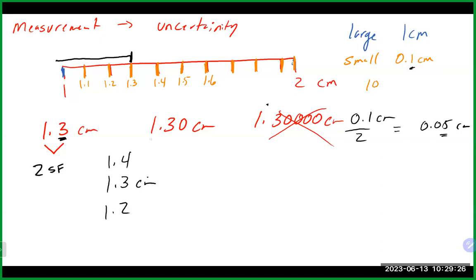Now, when I look at this number, how many significant figures does it have? It has 3 significant figures. The uncertain number is the 0 here. Basically what this measurement says is, I think it's 1.30 centimeters, but maybe it's 1.31, maybe it's 1.29. And looking at where it is actually sitting based on our scale, that is really the correct measurement, right?